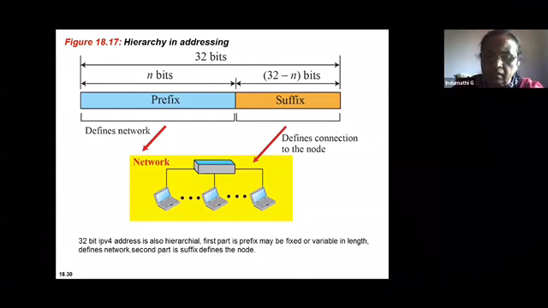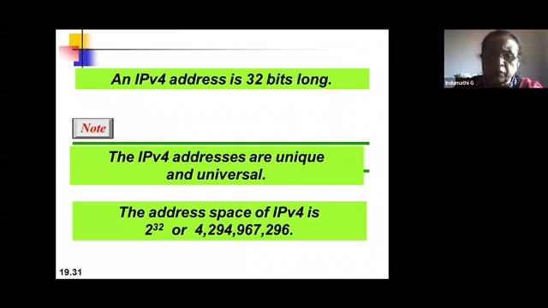So these are the two parts of the IPv4 address, and since it is divided into two parts, you have a network followed by the node connection to the network. We say that it follows a hierarchy in addressing. An IPv4 address is 32 bits long, and it is unique and universal. There cannot be two machines having the same IP address, otherwise there will be an IP conflict. So address space is 2 to the power of 32, or more than 4 billion.